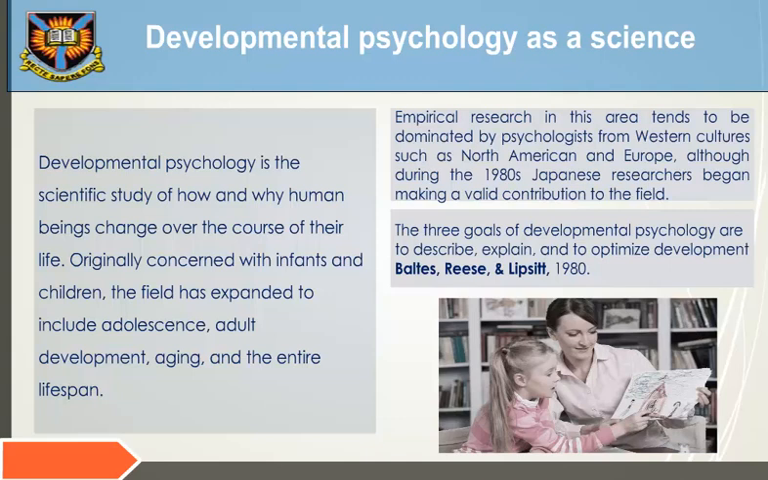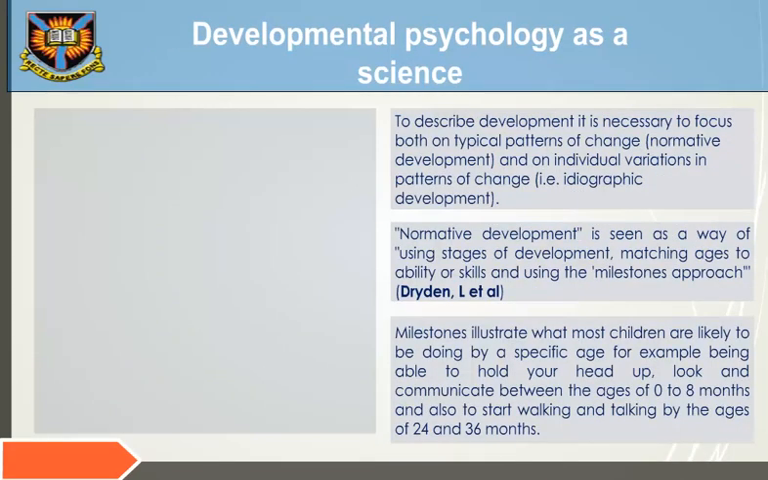The three goals of developmental psychology are to describe, explain, and optimize development. Baltes, Reese, and Lipsitt, 1980. To describe development, it is necessary to focus both on typical patterns of change, normative development, and on individual variations in patterns of change, that is, idiographic development.